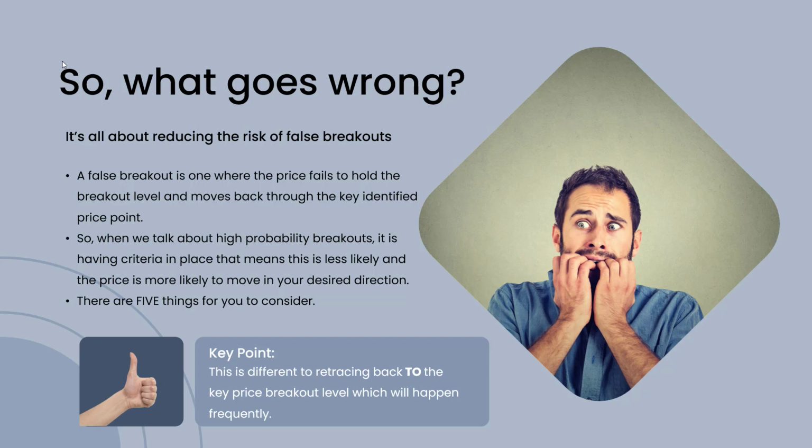This will happen frequently. Some would suggest 40 or 50% of the time you'll get it breaking through a key level, retracing to the level it's just broken through, and then it will continue in the direction. So we're not talking about that situation. We're talking about that trading idea of a breakout has failed. Of course, we'll have risk management strategies in place as part of our exit plan to manage that accordingly.